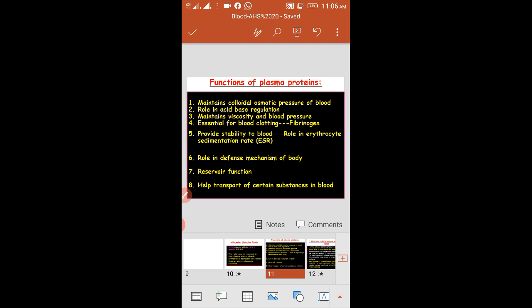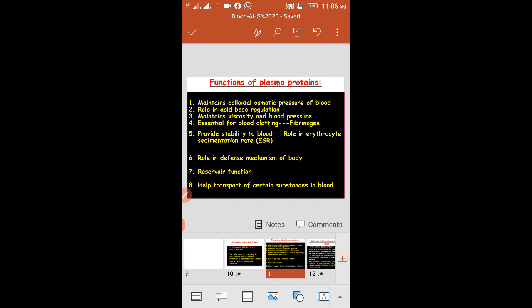Because of the presence of fibrinogen in the blood, it mainly helps with blood clotting and provides stability to blood. That is the erythrocyte sedimentation rate, ESR. It has a role in the defense mechanism of the body. It has a reservoir function, and helps transport certain substances in blood.